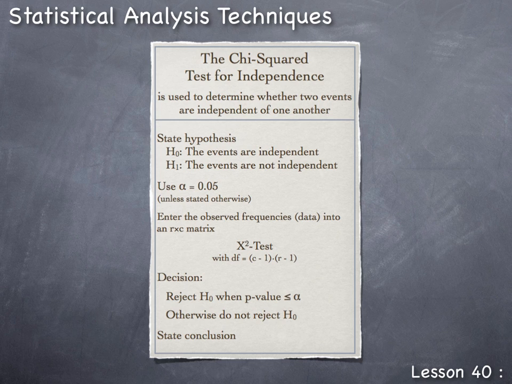Now, the chi-squared test analyzes qualitative data that fits categories. So here we're determining whether these two qualitative variables are independent of one another. This allows us to determine whether there's a relationship or some association between these qualitative variables.